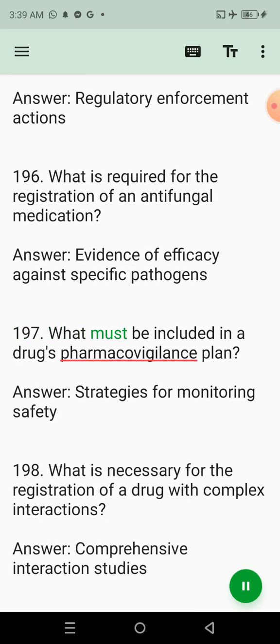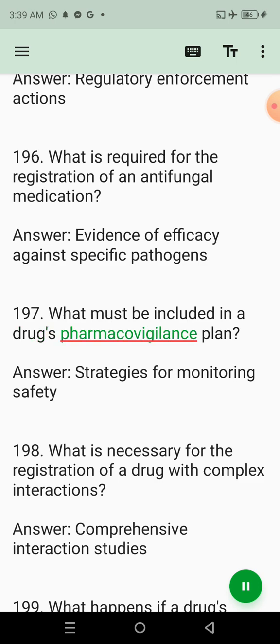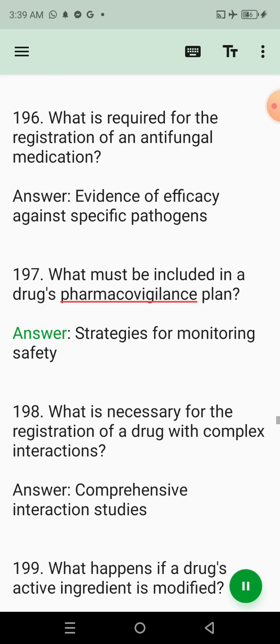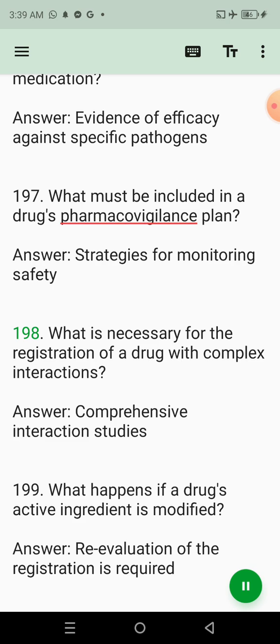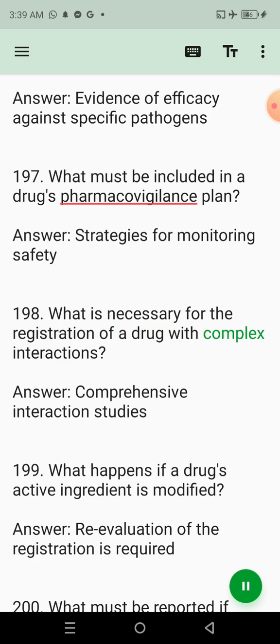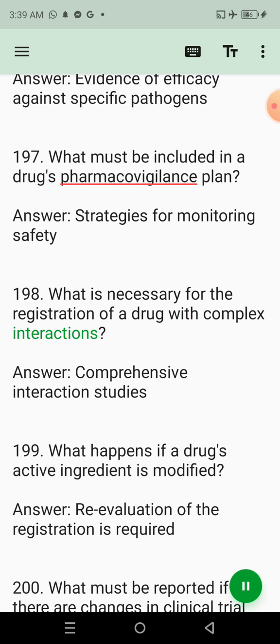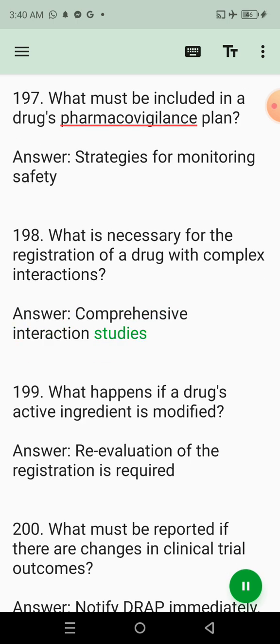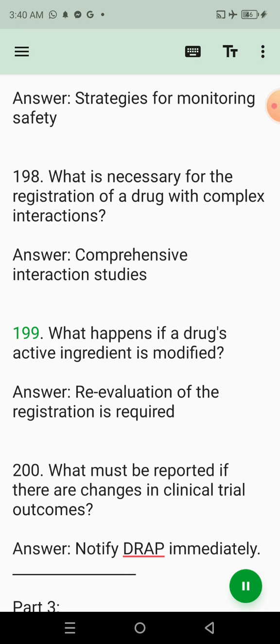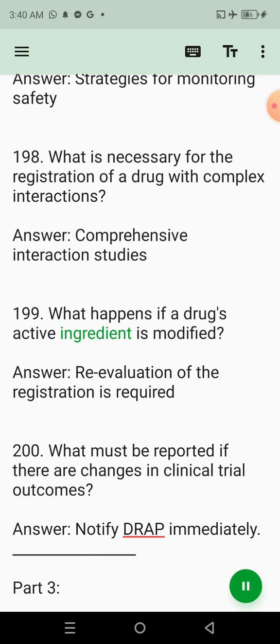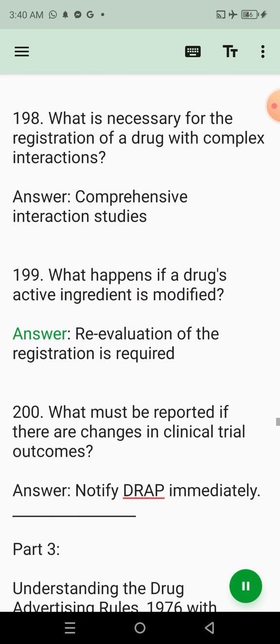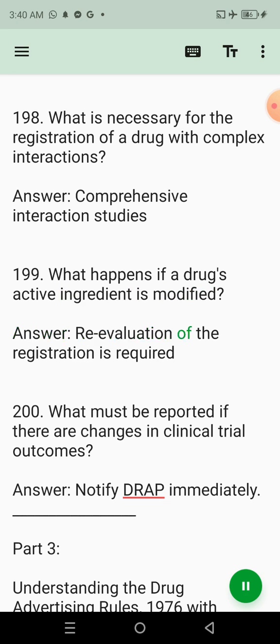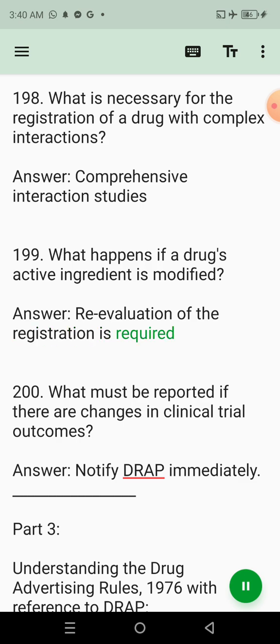197. What must be included in a drug's pharmacovigilance plan? Answer: strategies for monitoring safety. 198. What is necessary for the registration of a drug with complex interactions? Answer: comprehensive interaction studies. 199. What happens if a drug's active ingredient is modified? Answer: re-evaluation of the registration is required.